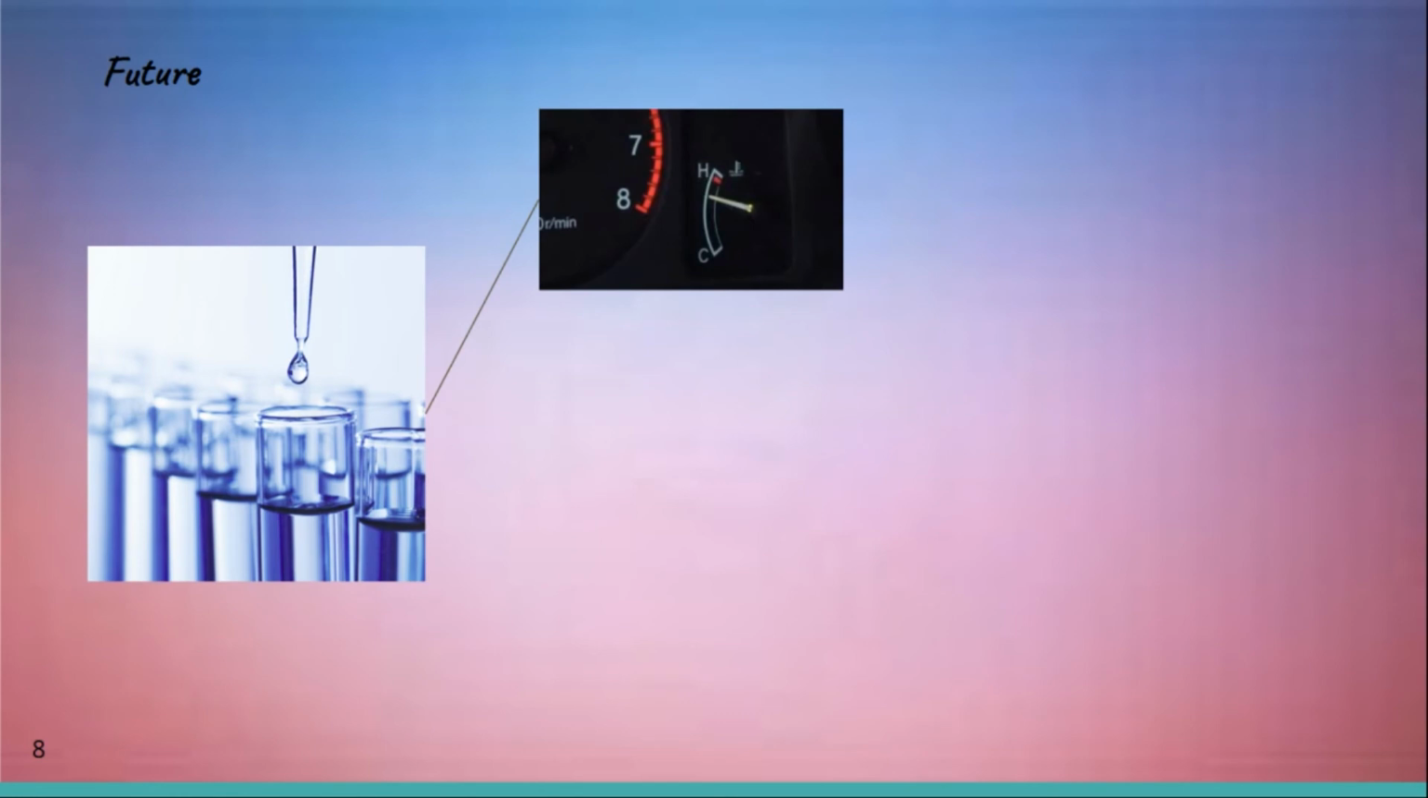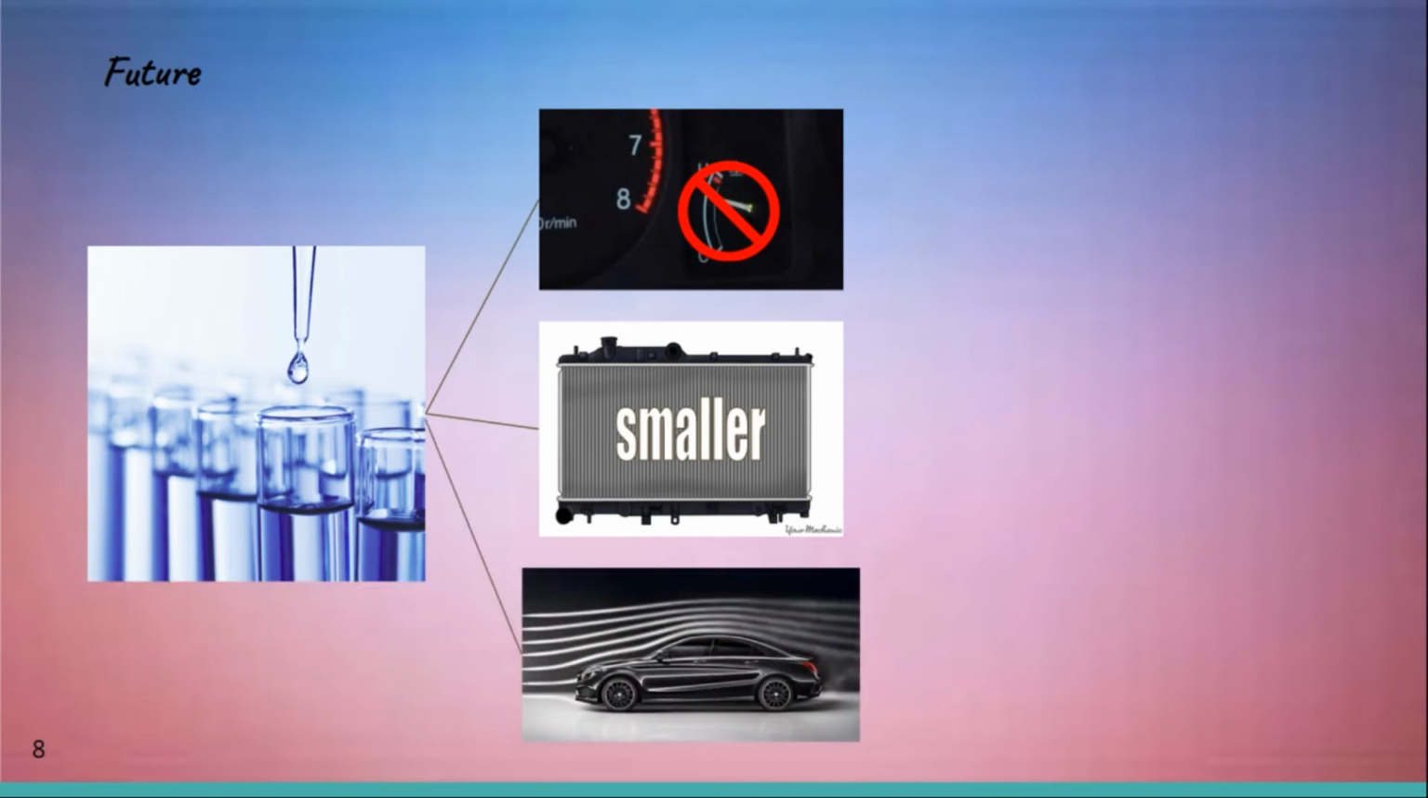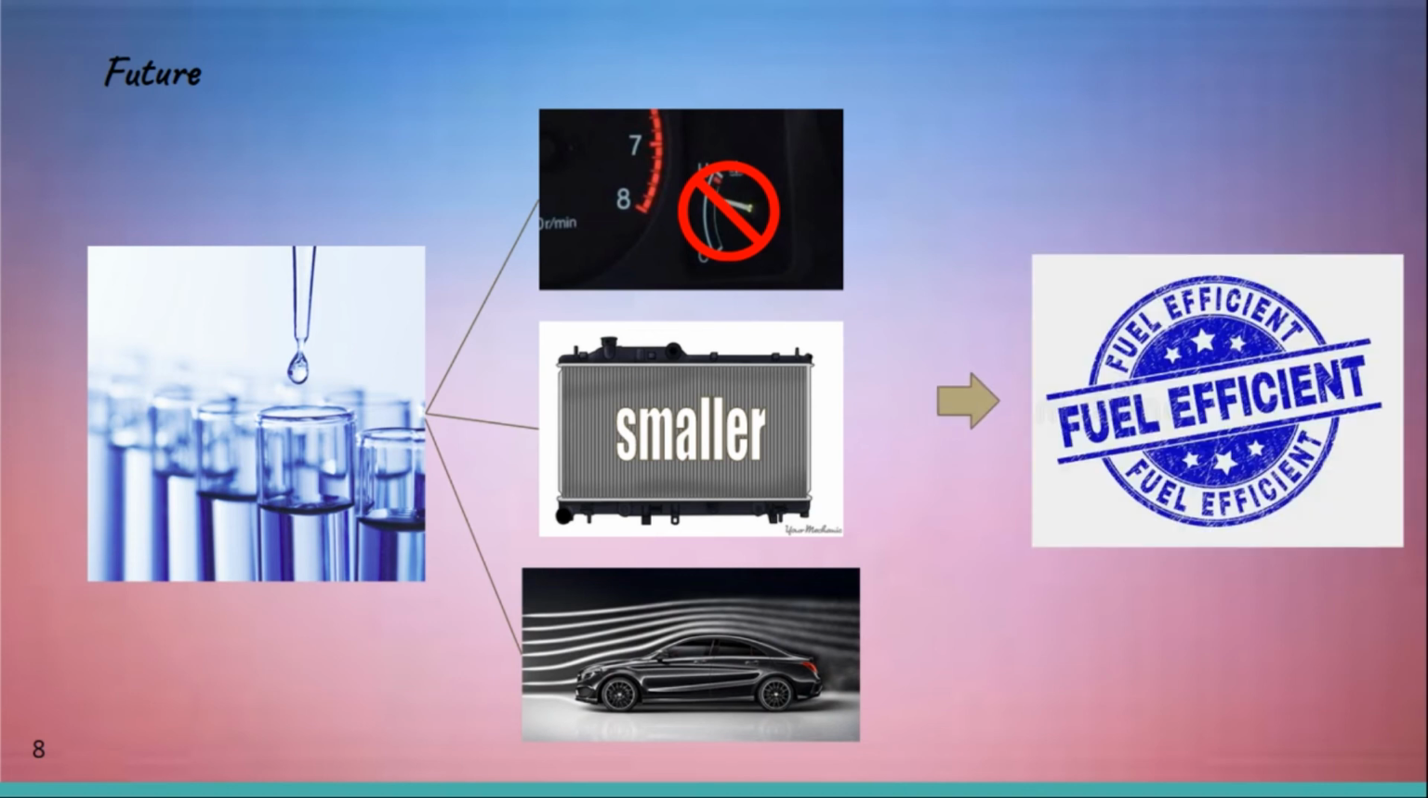Suppose nanofluids can be implemented into the coolants in the future. Not only can your car be maintained at optimum working temperature, but it can also help to reduce the size of the radiator. With a smaller radiator size, aerodynamic drag can be reduced to save fuel consumption. With nanofluid as coolant, a faster car with low fuel consumption, killing two birds with one stone.